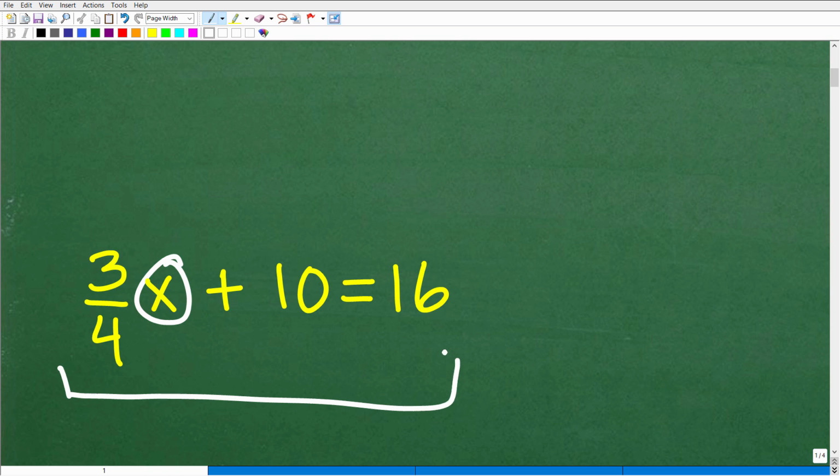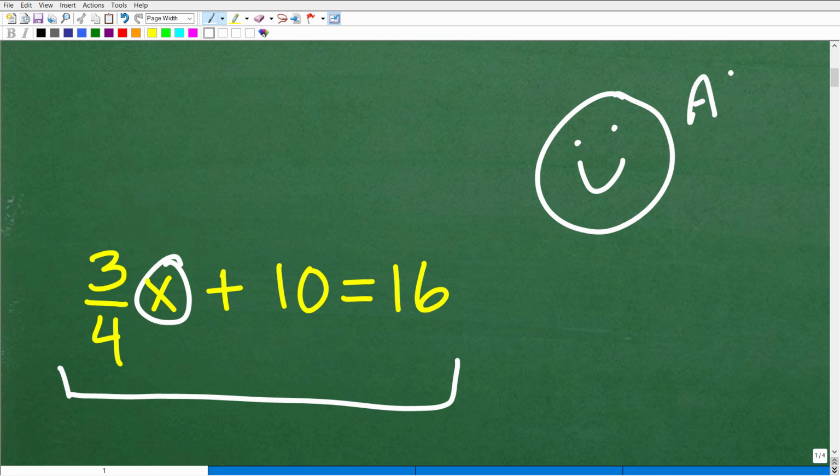But if you got this right, that is outstanding. Matter of fact, let me give you a nice little happy face, an A plus, a 100%, and a few stars. So you can tell your friends and family that you're able to translate a verbal sentence into an algebraic equation. They'll be so impressed with that. Matter of fact, they might call you up when they might need help with algebra themselves.